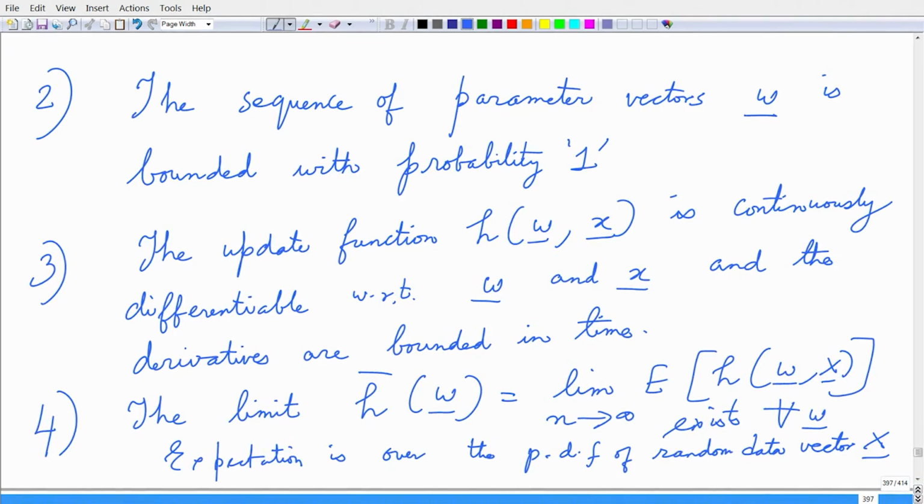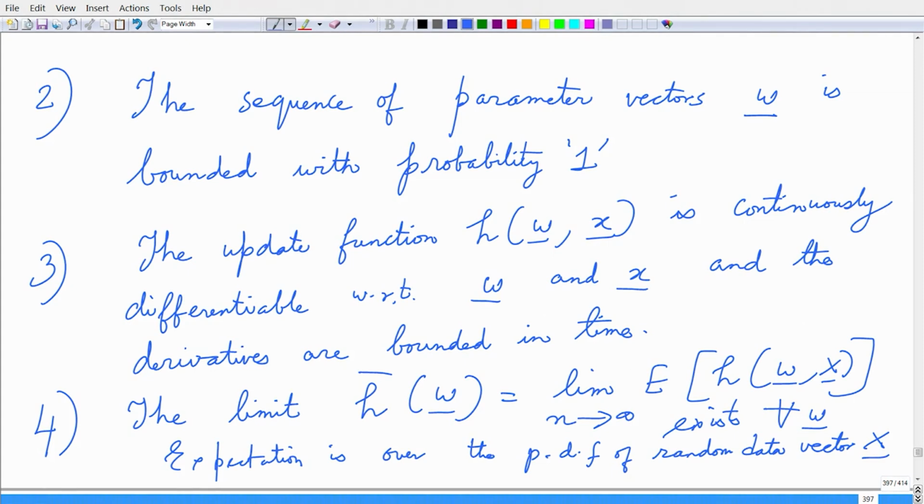Now, the sequence of parameter vectors w is bounded with probability 1, because we are normalizing this at every time step. So, it is bounded, and with probability 1 it is bounded. The update function h, which is a function of the weight and the input, is continuously differentiable with respect to w and x, and the derivatives are bounded in time. So, this is an important regularity condition that we want to bring in.